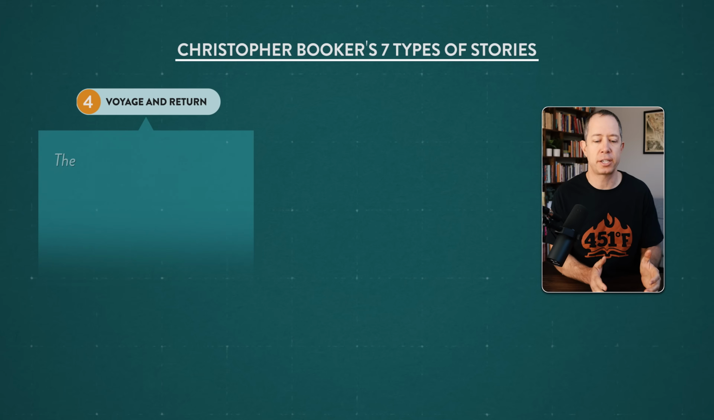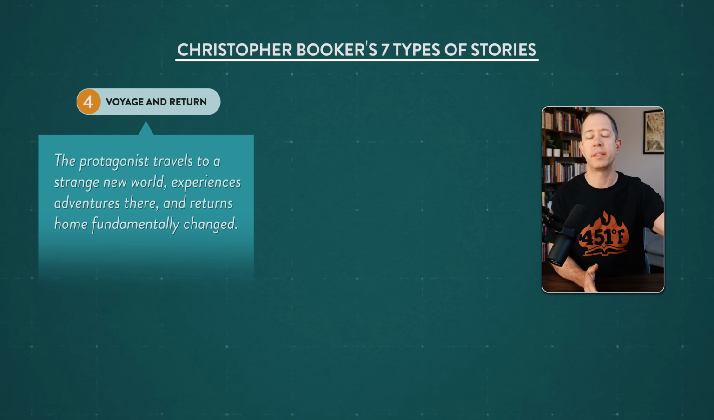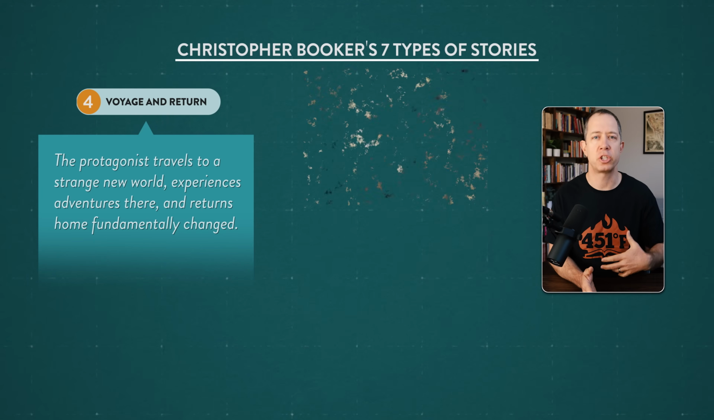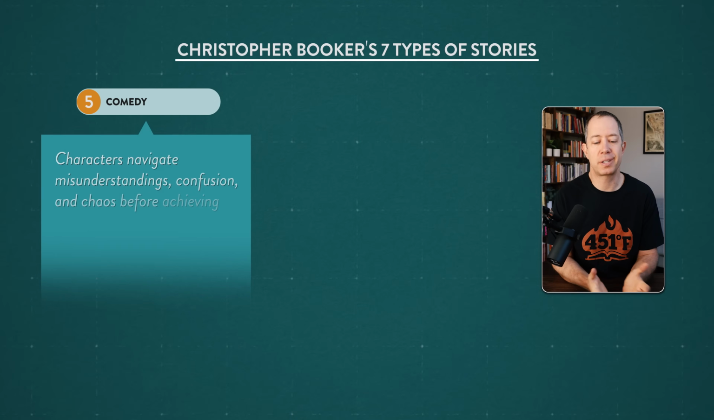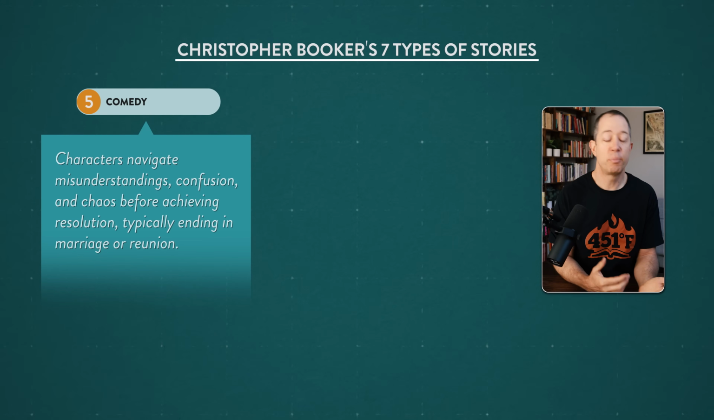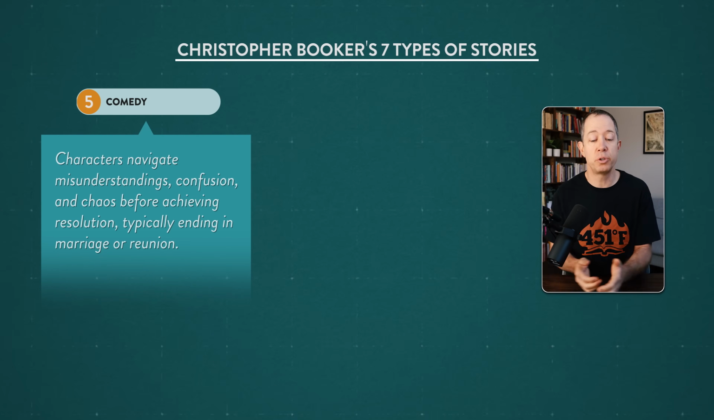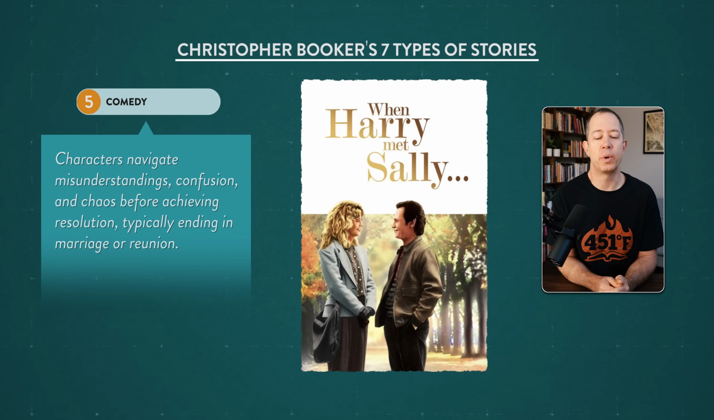Voyage and Return is a classic shape. The protagonist travels to a strange new world, experiences adventures there, and then returns home fundamentally changed. And a good example of this would be Lord of the Rings. A comedy would be just characters navigating misunderstandings and confusion or chaos before finally reaching some sort of resolution, and that's usually marriage or reunion or something like that. And a good example of that would be When Harry Met Sally.